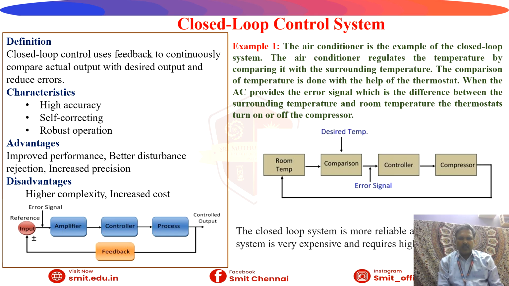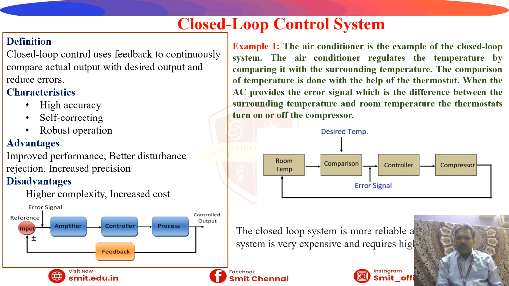Here we can see on the lower side, one feedback path is there. The control output will go again to the input. This is also an example given. The air conditioner is an example of the closed loop system. The air conditioner regulates the temperature by comparing with the surrounding temperature.